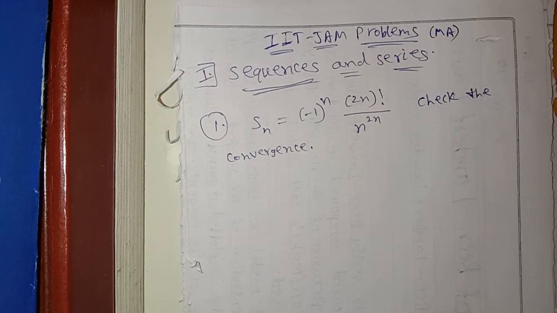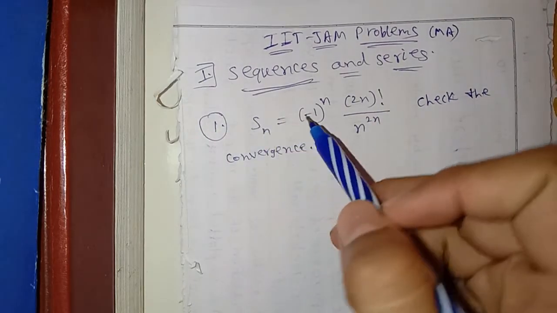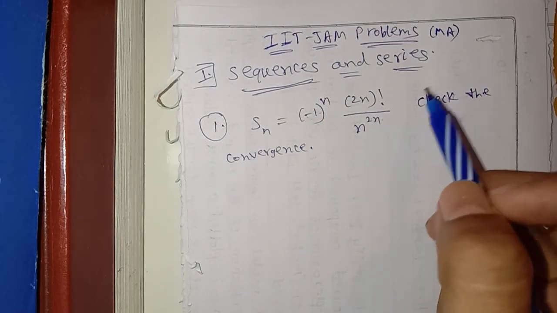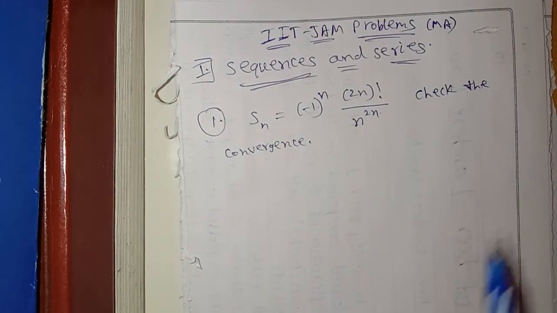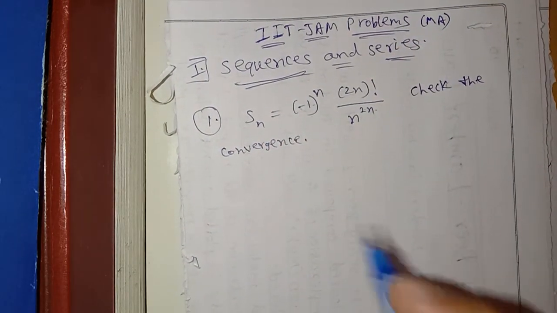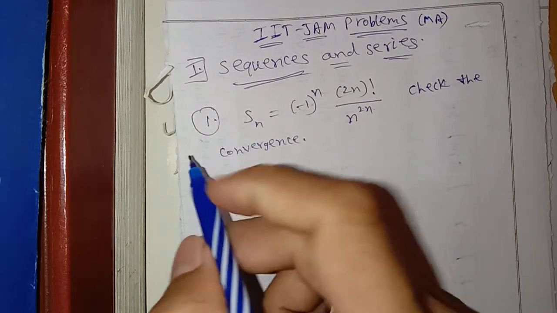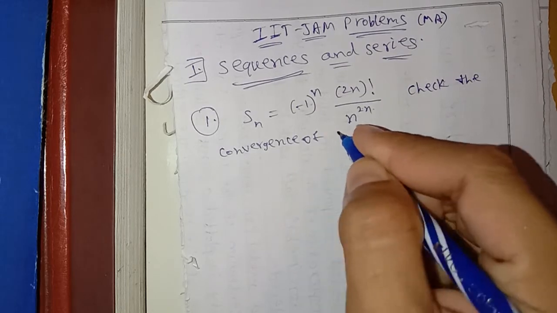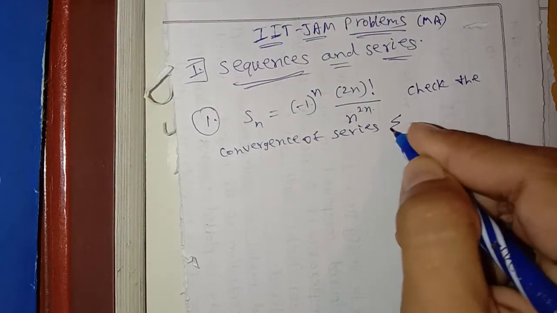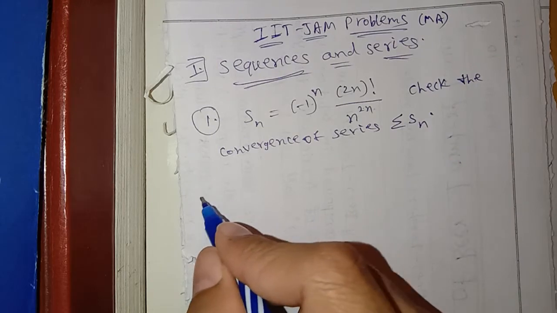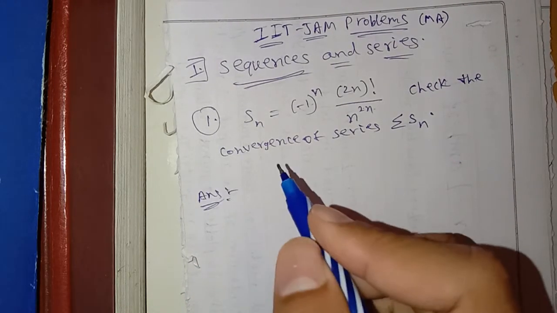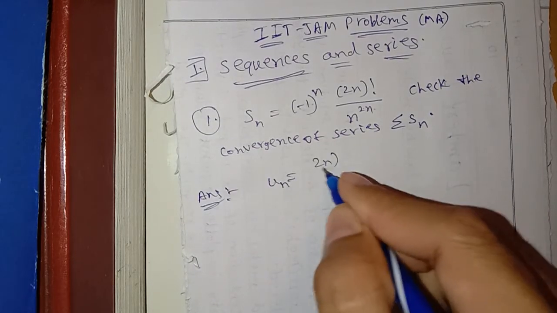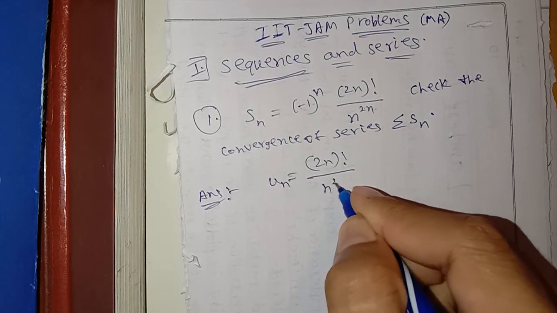Now they give that Sn is equal to (-1)^n (2n)! divided by n^(2n). We have to check the convergence of this series Sn. Now we can take un is equal to (2n)! divided by n^(2n).